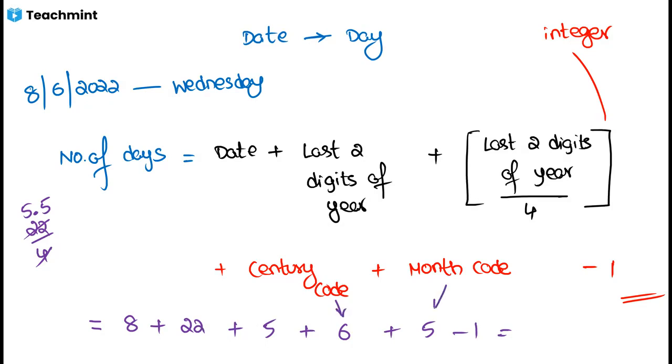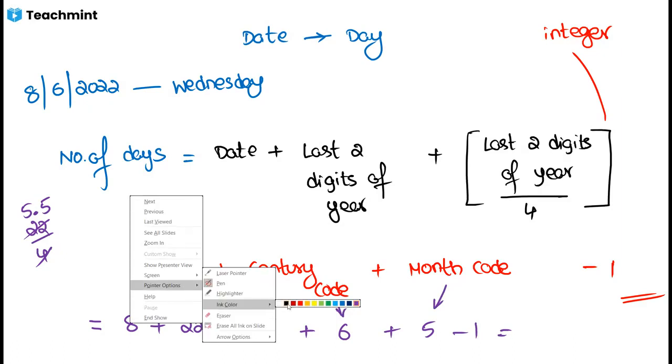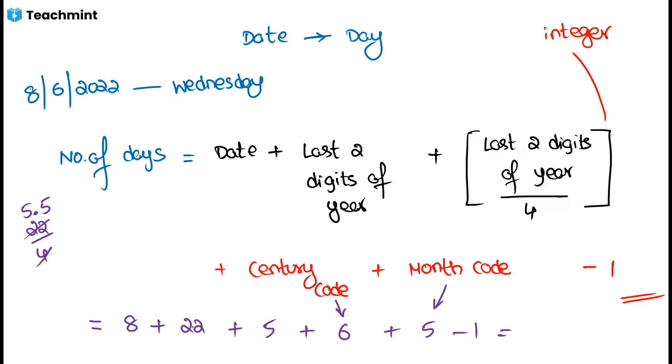Month code 5. I'll give you the next slide. Okay, take it now. How did you get Wednesday? Let's see. What is the total number of days here? 30, 35, 41, 46, minus 1 means 45. My dear friends, 45 divided by 7 gives 3 odd days.